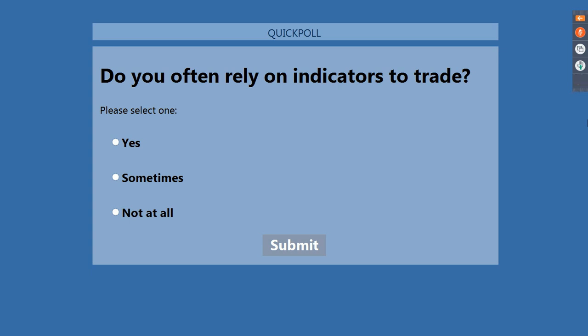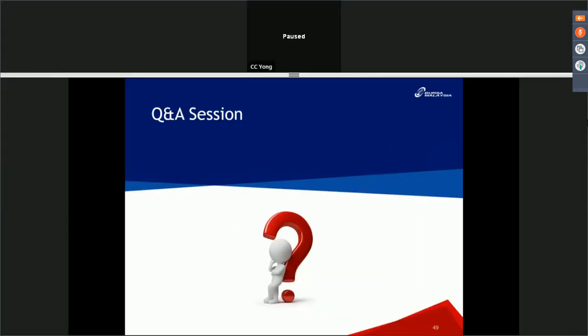Okay, 70% of you have voted. Let's give another 20 more seconds. So do you often rely on indicators to trade? Yes, sometimes, or not at all. I just want to know how many of you really use indicators. I guess those of you who do not use them are probably investors. Am I right? All right, I'm going to end the poll now, and we'll get the results.